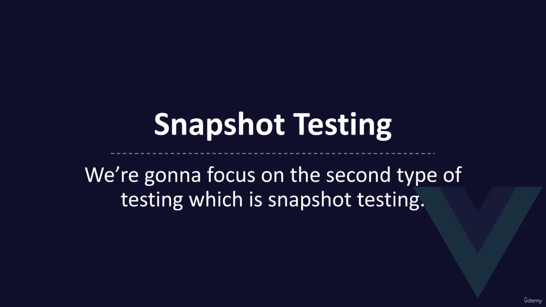In this lecture, we're going to learn about snapshot testing. From the very beginning, I mentioned 3 types of tests: unit testing, snapshot testing, and end-to-end testing. Up until now, we've been focused on unit testing. We're finished with unit testing for this section. It's time to move on to the second category of testing, which is snapshot testing. The question is, what is snapshot testing?